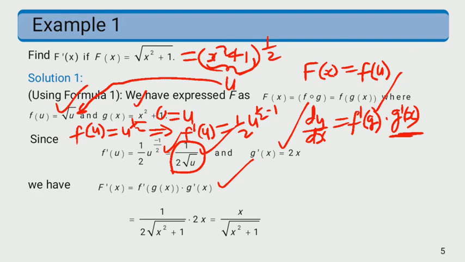So you bring back what is u here, because you know that this is 2 square root of u. So it will be 2 square root of u. What is our u? It is x squared plus 1, but multiplied by g of x, which is nothing but 2x. So this one you don't need to do anything. Then you can leave it in this form.